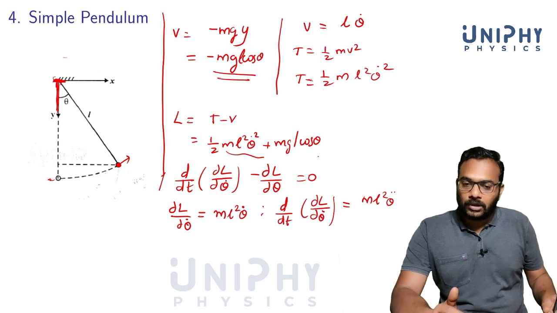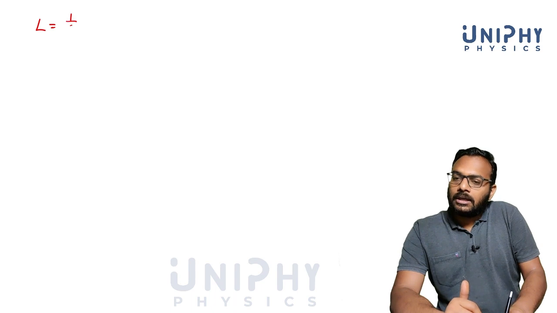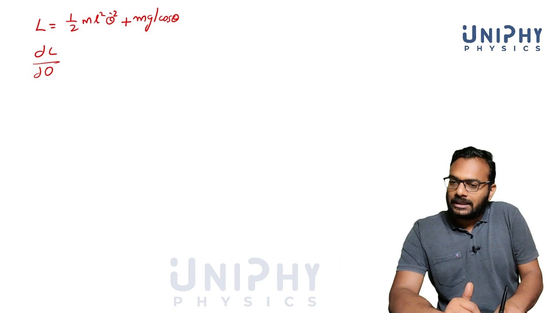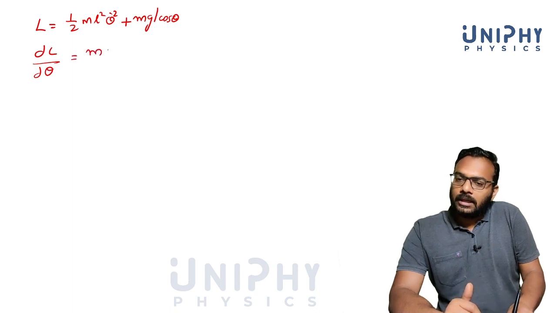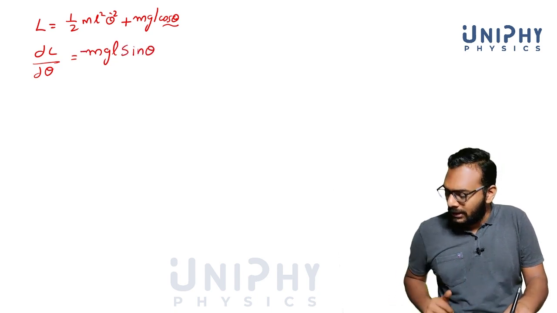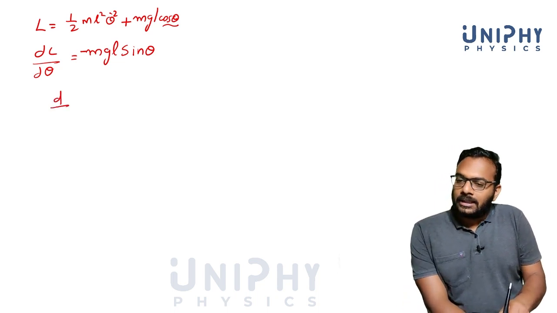You also have to find ∂L/∂θ. Since L equals half m l² θ dot squared plus mgl cos θ, ∂L/∂θ is mgl times the derivative of cos θ, which is minus sin θ, so you have a minus sign here.